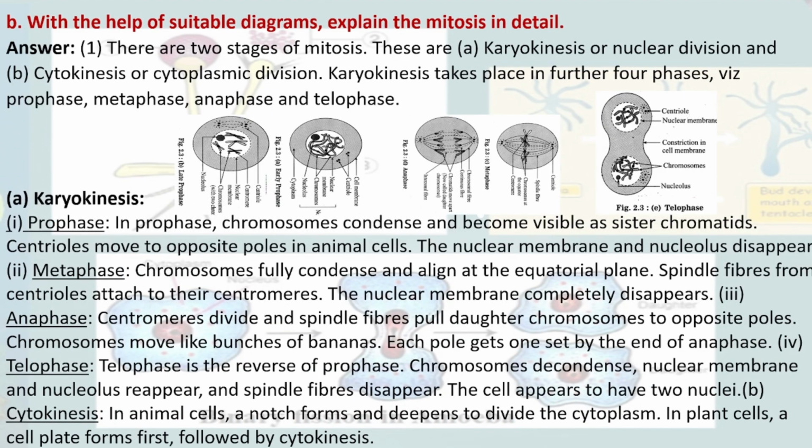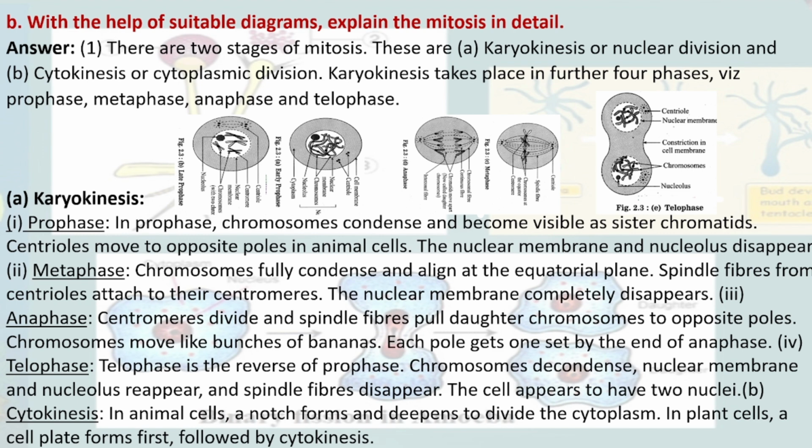B. With the help of suitable diagrams, explain mitosis in detail. Let's see the answer. There are two stages of mitosis. These are karyokinesis or nuclear division and cytokinesis or cytoplasmic division. Karyokinesis takes place in four phases, namely prophase, metaphase, anaphase and telophase. Karyokinesis में ये 4 phases होते हैं. तो देखते हैं पहले phase prophase क्या है. In prophase, chromosomes condense and become visible as sister chromatids. Centrioles move to opposite poles in the animal cell and the nuclear membrane and nucleolus disappear.